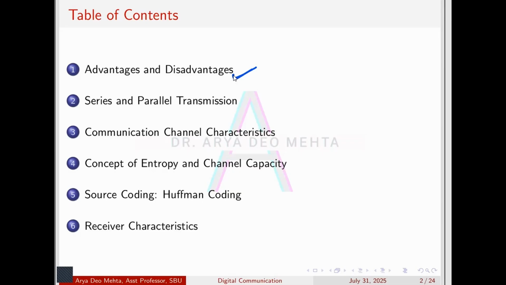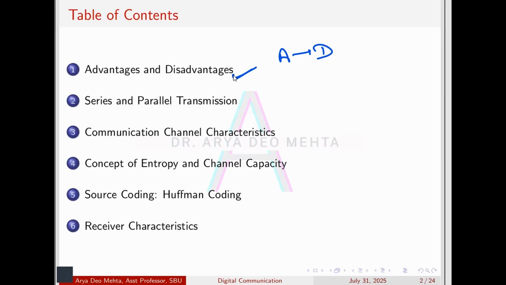Prior to digital communication, you have already covered analog communication. So why have we migrated to digital communication if analog communication was good enough? Right now, all the devices that we are using are digital in nature, and even the communication method that we are choosing is digital in nature. So why have we migrated from analog to digital? We'll get to understand all those things.